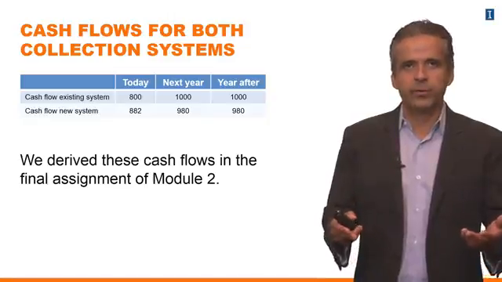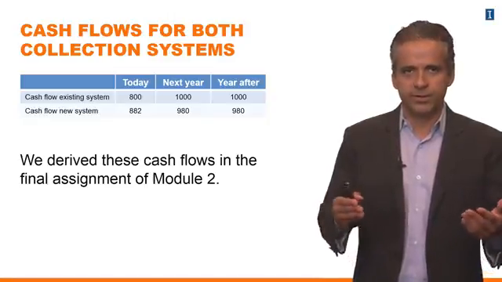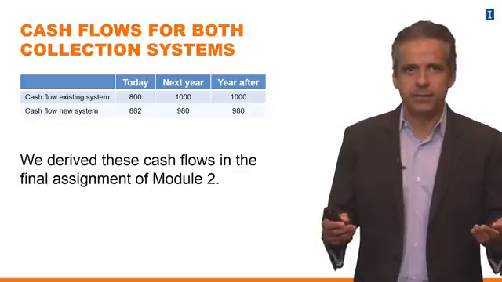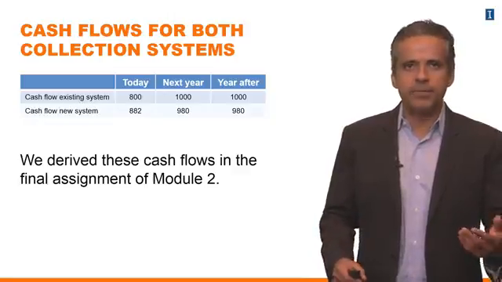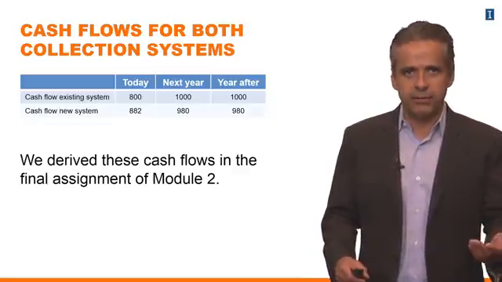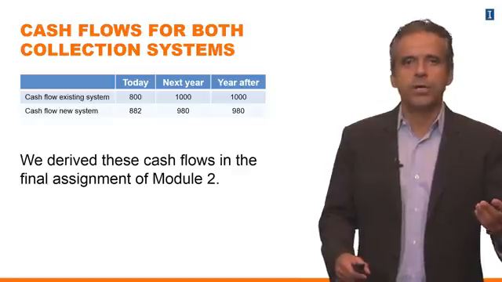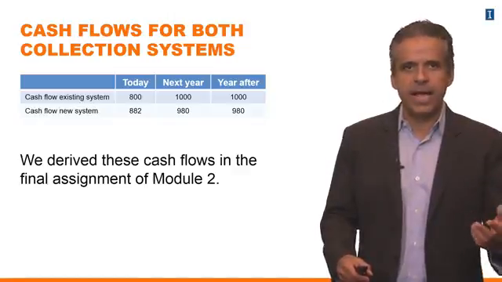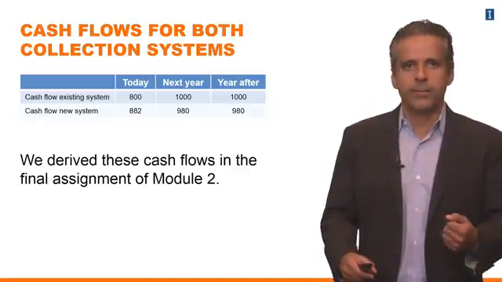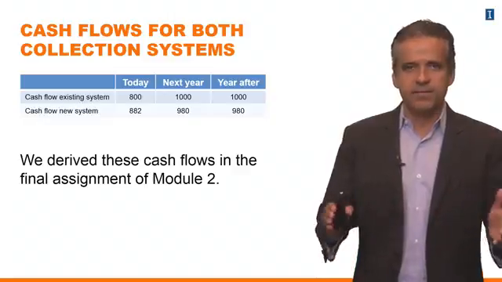but the cost is that sales are going to go down. So your sales go down to 980. If you need to recap this calculation, please go to the final assignment of Module 2. You can find a video where I explain that. You can look up your work as well. But this is the situation.